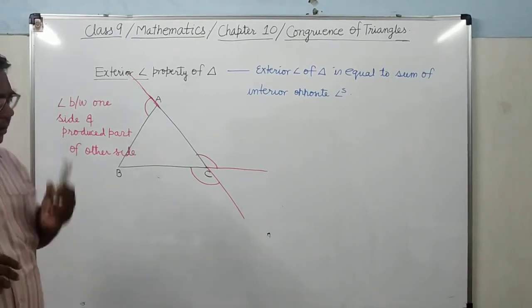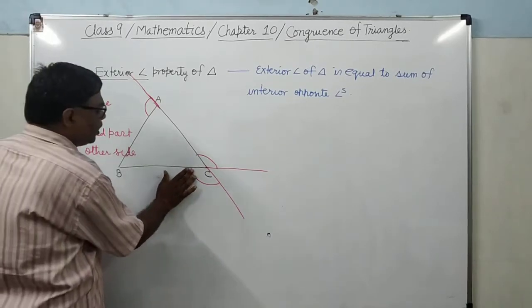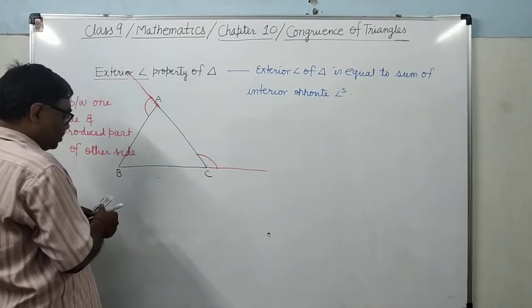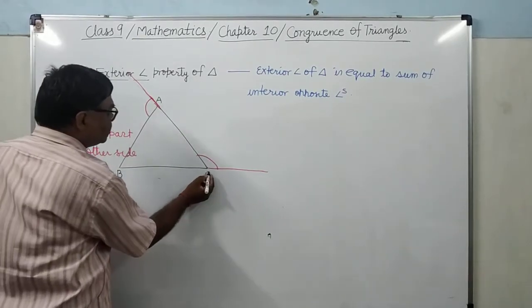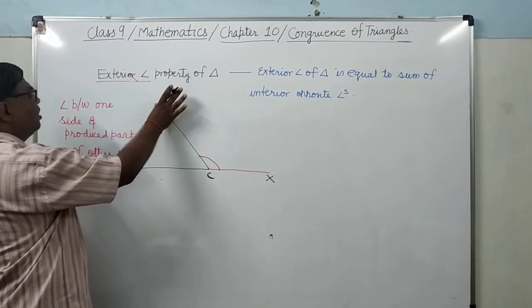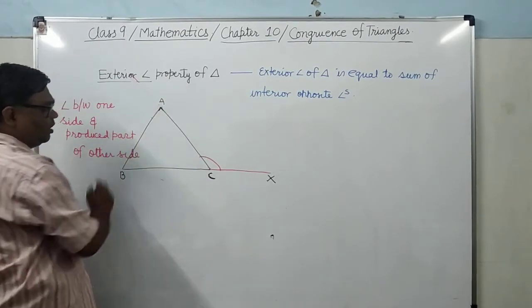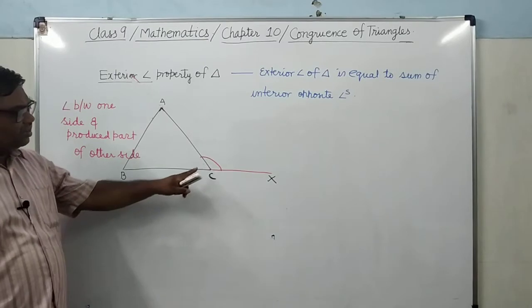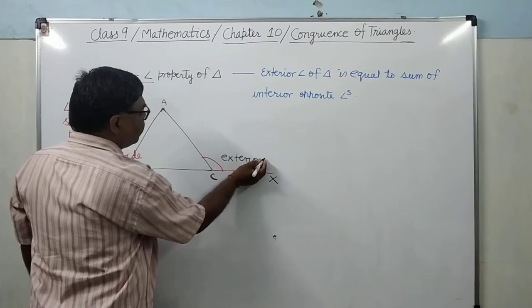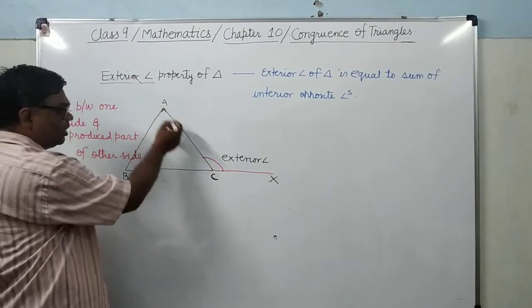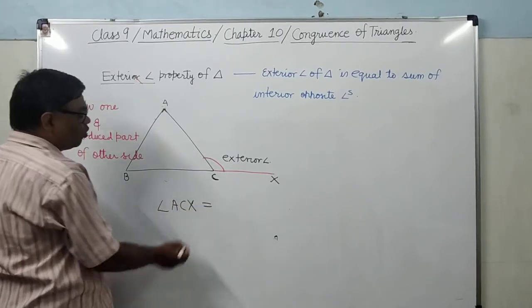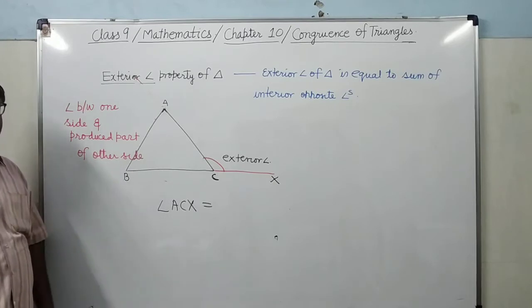For example, I have taken this exterior angle. This is the exterior angle at the vertex C. You can name this as X. This angle is the exterior angle, named angle ACX. It will be equal to the sum of the interior opposite angles.